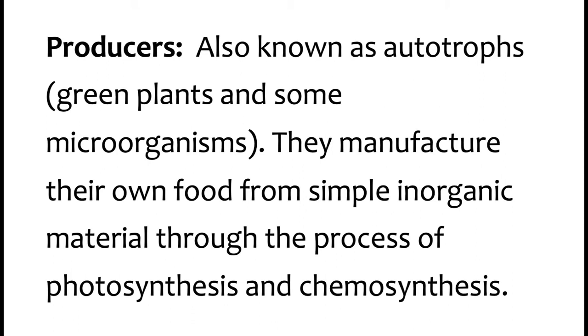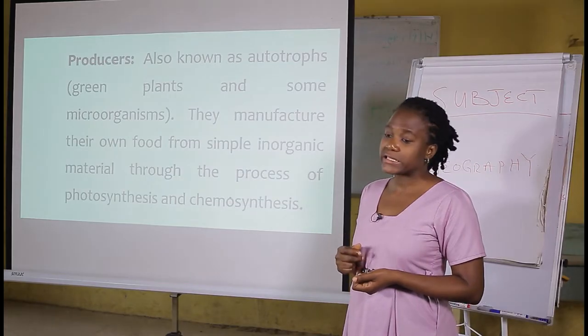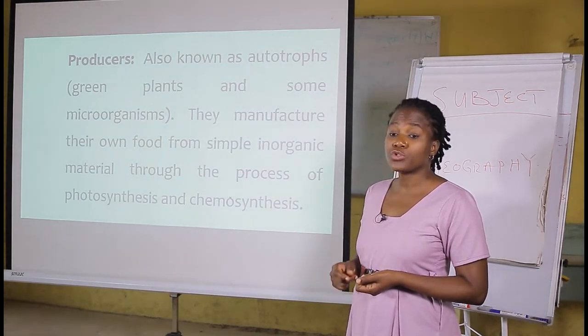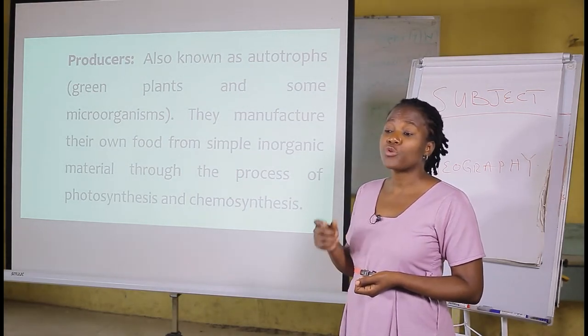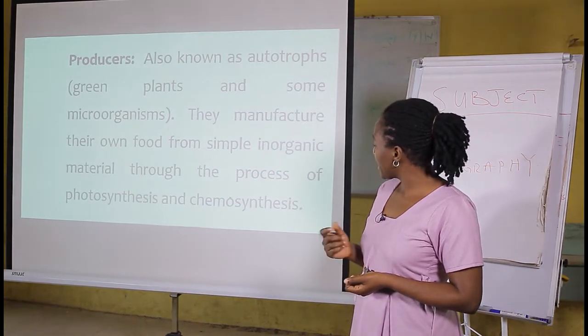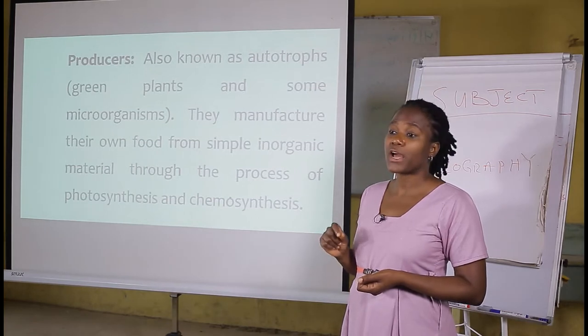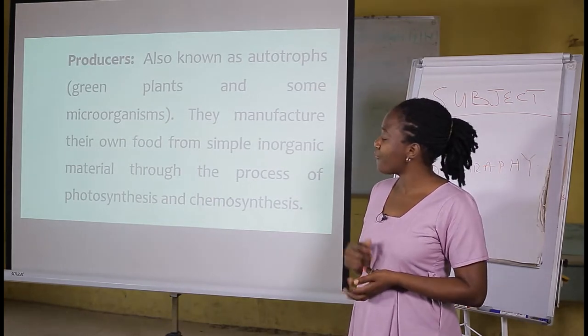They manufacture their own food from simple inorganic material through the process of photosynthesis and chemosynthesis. Photosynthesis is the process where green plants manufacture their food in the presence of chlorophyll and sunlight, while chemosynthesis is where some of these microorganisms produce their own food.